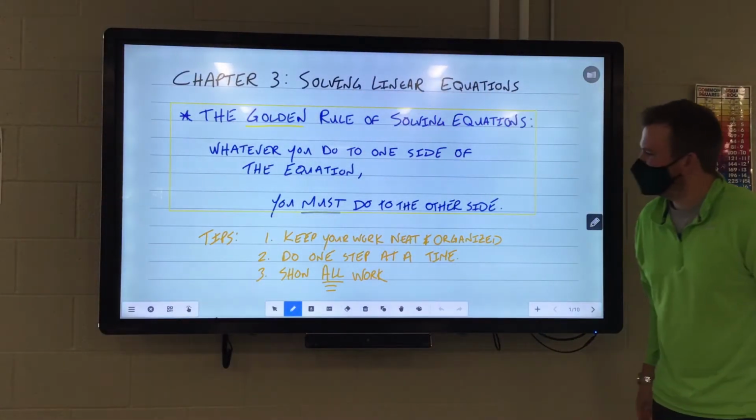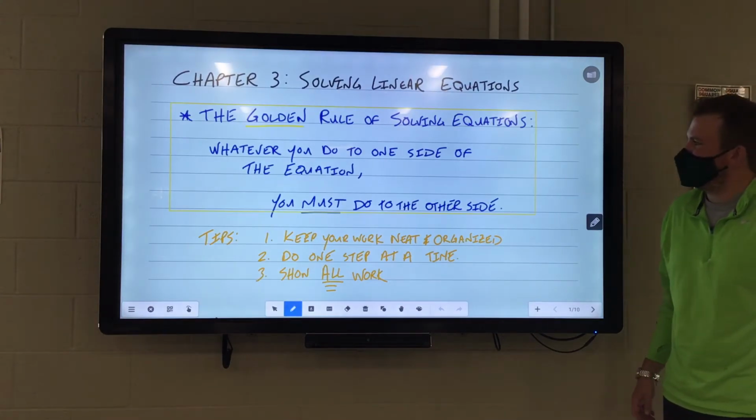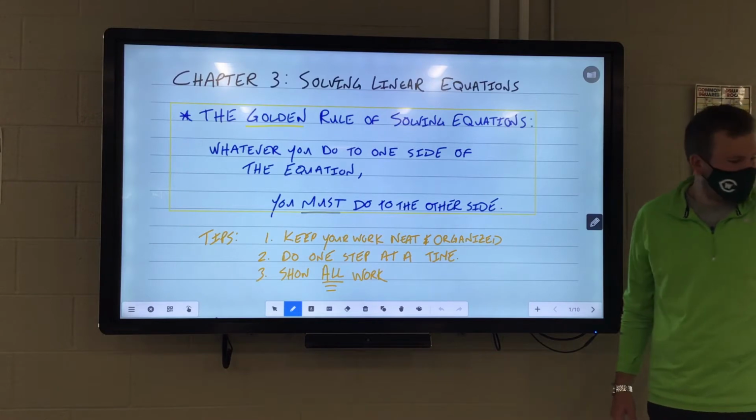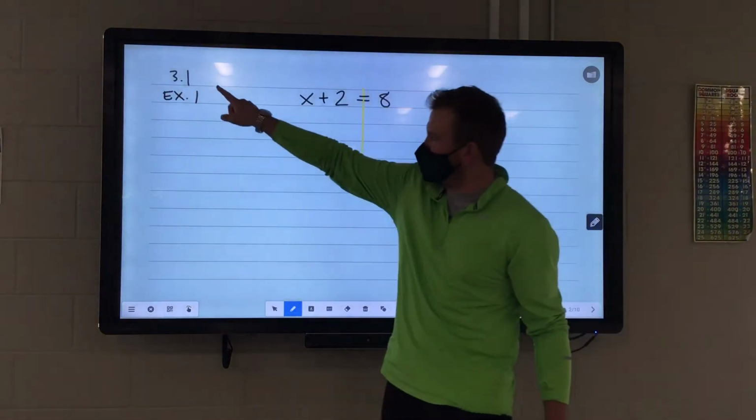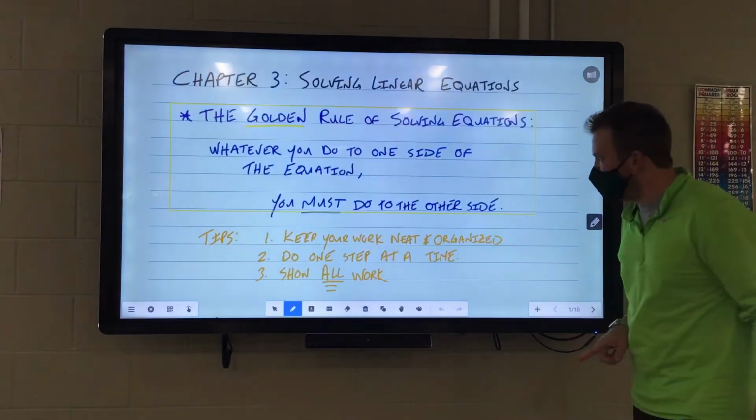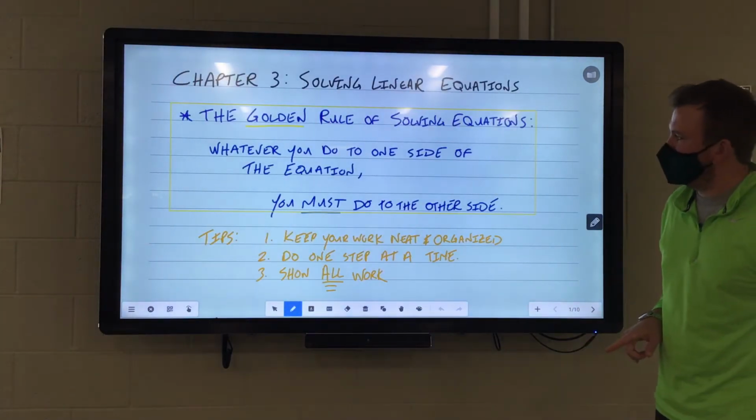Hello class, today we're going to talk about solving equations. Now, I'm going to go through a couple sections in chapter 6 here. So the section will be up in the top left corner along with the example number. But before we get to those, a couple things to remind you of.